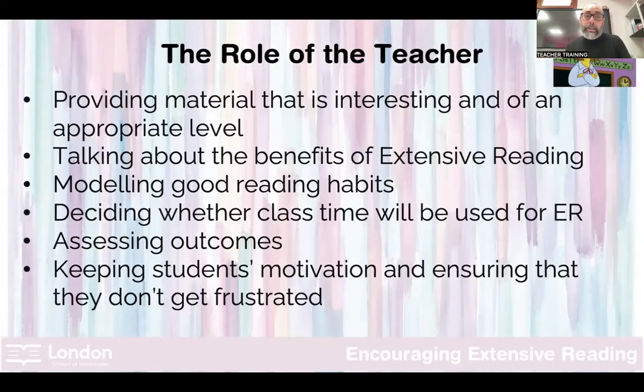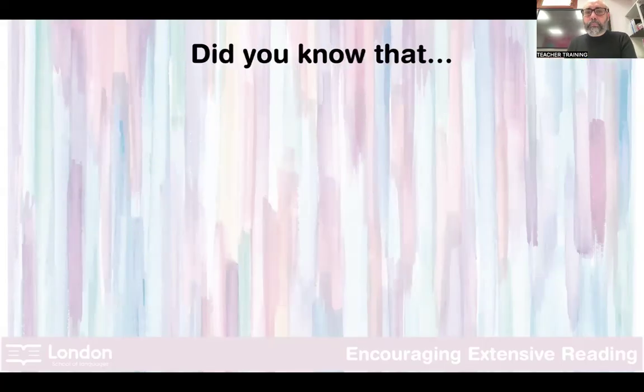Assessing outcomes, in a way we can try to assess. But I say this again: students shouldn't feel that they are being assessed. Because the main aim of an extensive reading program should be reading for pleasure, keeping the students' motivation and ensuring that they don't get frustrated. I think that's our role here. If we see that they are stopping reading and they don't continue, we talk to them, maybe change the book or find ways of keeping them motivated and not letting them get frustrated.